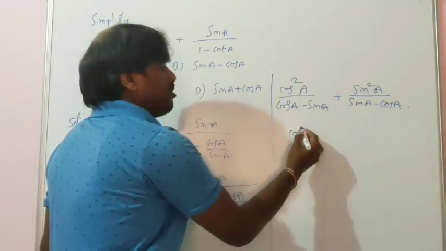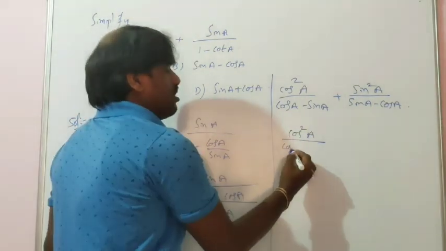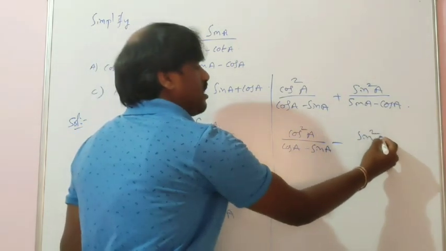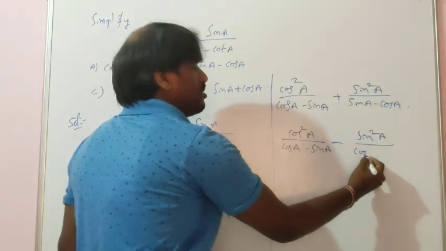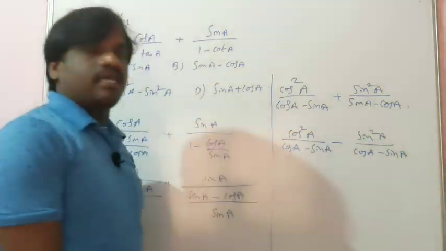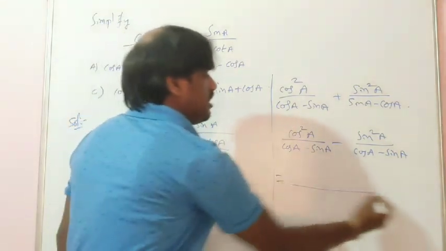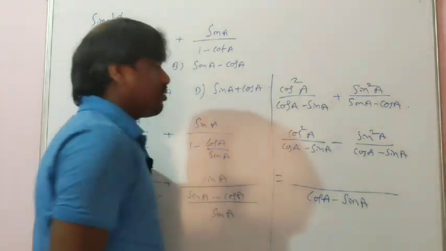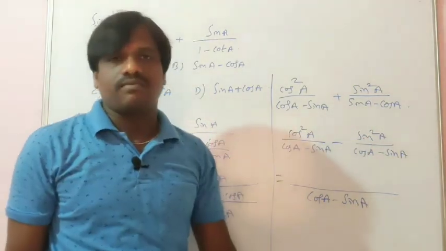So what I am going to get here is cos square A upon cos A minus sin A minus sin square A upon cos A minus sin A. How did it become this? After taking minus common. Now you can take the LCM of this, cos A minus sin A. On the top you are going to get cos square A minus sin square A.